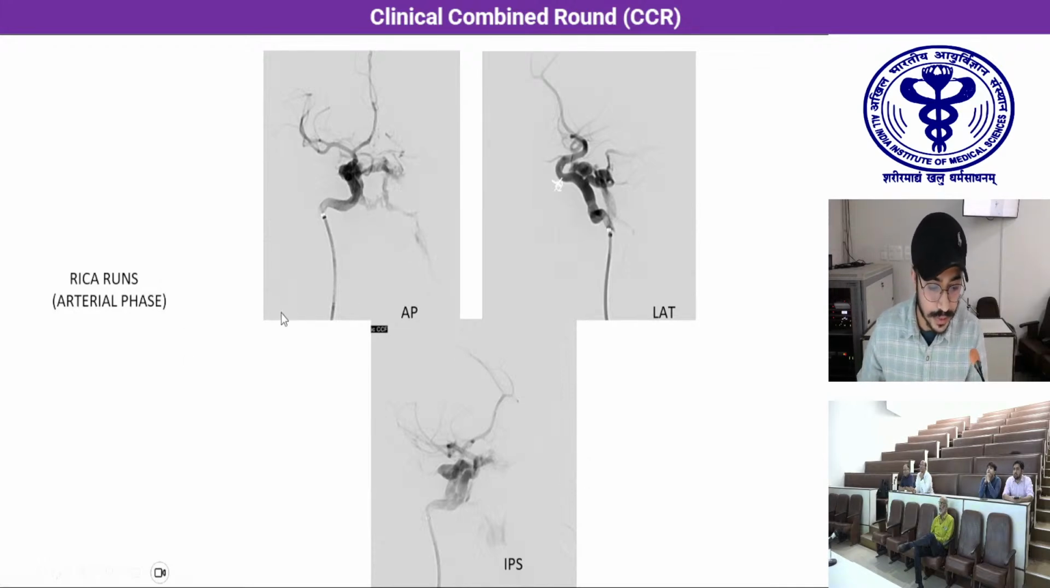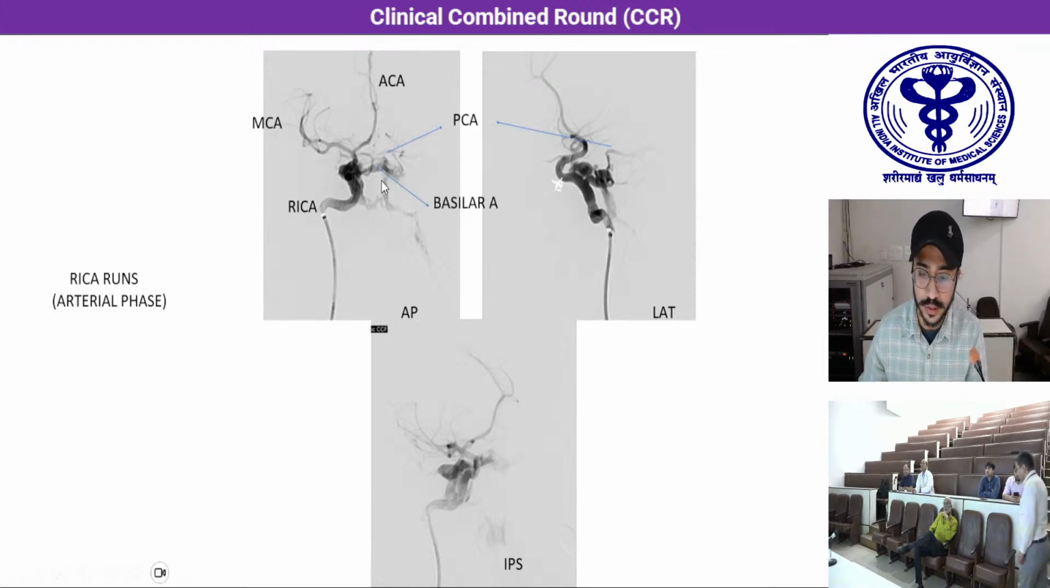These are the right ICA runs in arterial phase. We'll discuss the anatomy of the CCF one by one here. These are AP, these are lateral, and these are oblique images. This is the right ICA, which we have catheterized. This is ACA, and this is MCA. In the right ICA injection, we can also appreciate the filling of the posterior circulation, which is a bit unusual.